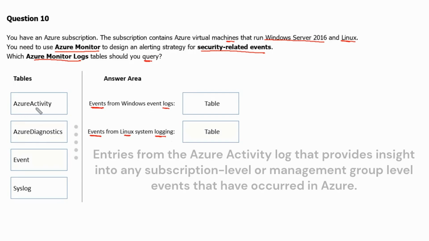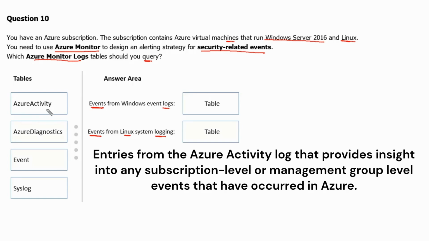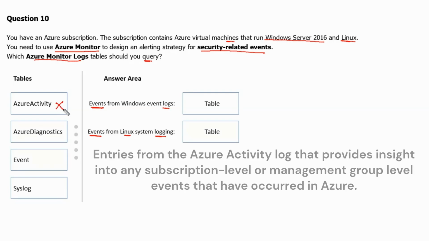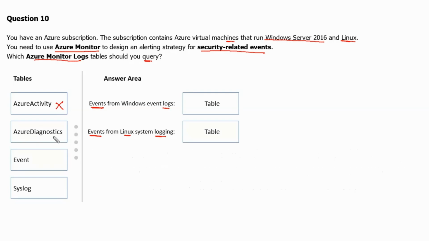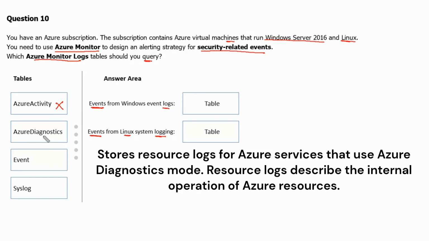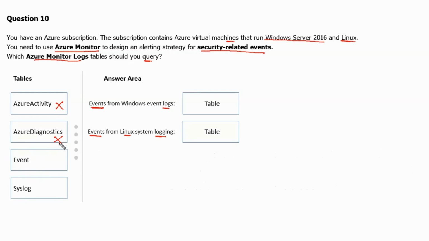The first table name is Azure Activity. Azure Activity table stores subscription level or management group level events that occur in Azure, and it doesn't store the operating system level events. Therefore, this is incorrect. Second is Azure Diagnostics. Azure Diagnostics table stores resource logs for Azure service that use Azure Diagnostic mode. Resource logs describe the internal operation of Azure resources. Therefore, it doesn't store any operating system level events.